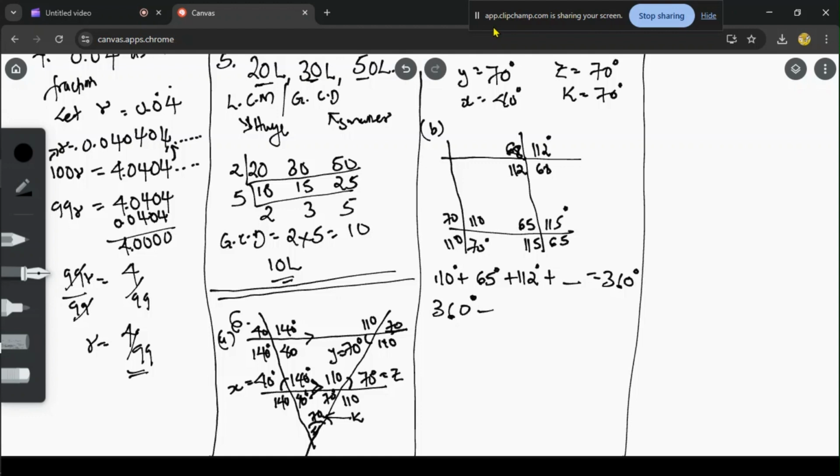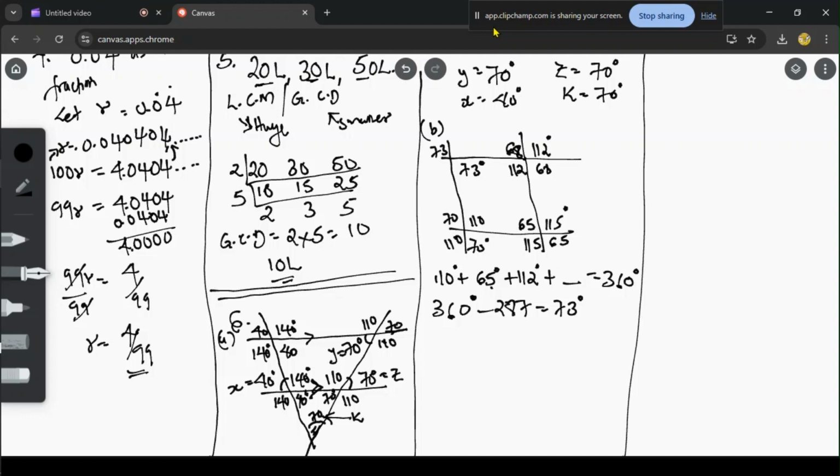If we add all this, 110, if I add 65, then I add 112, this is supposed to be 287. So if I subtract that one, the angle here is supposed to be 73 degrees. So here is 73 degrees. So you can also guess this angle is also 73.